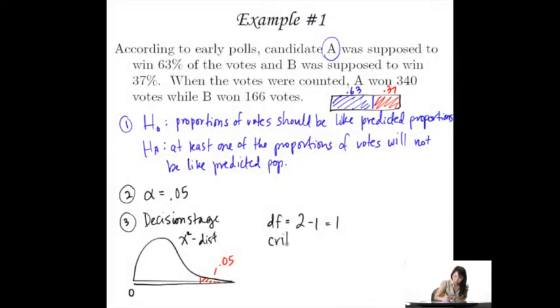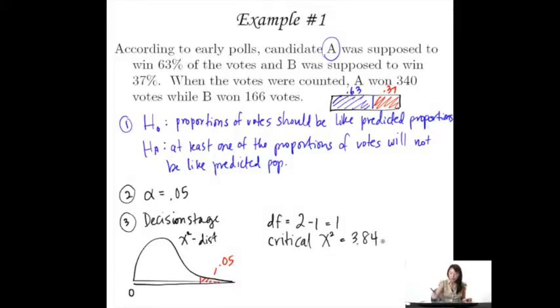So critical, this is the boundary we're looking for, 3.84. Anything more extreme, more positive than 3.84, and we're going to reject our null hypothesis. All right, so now that our decision stage is set, it's helpful to actually work with our population.